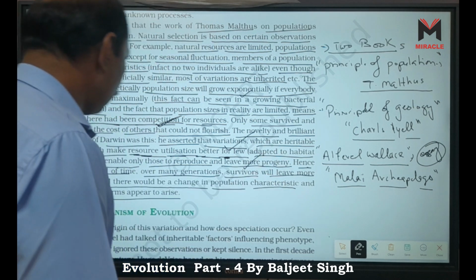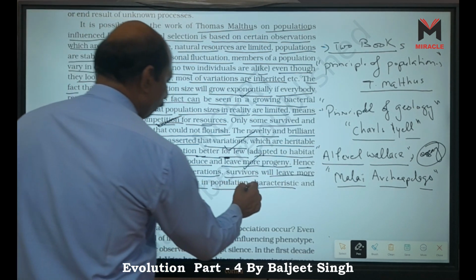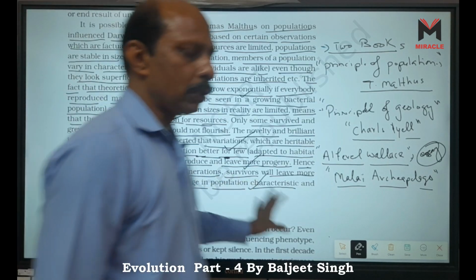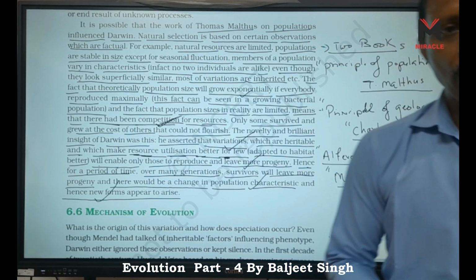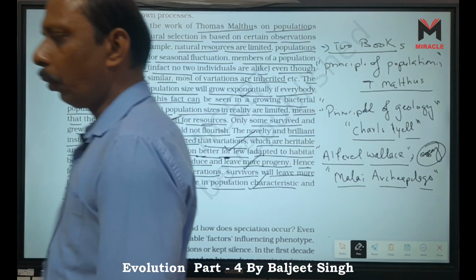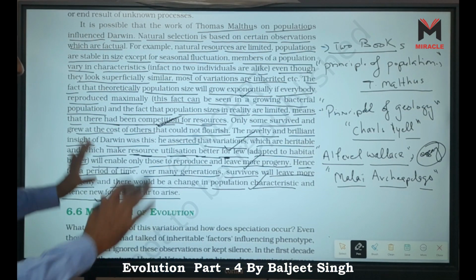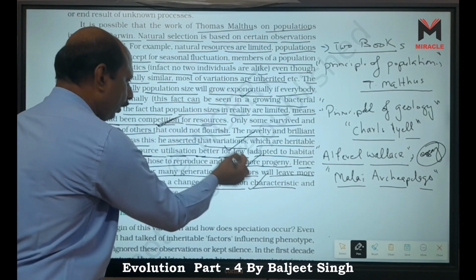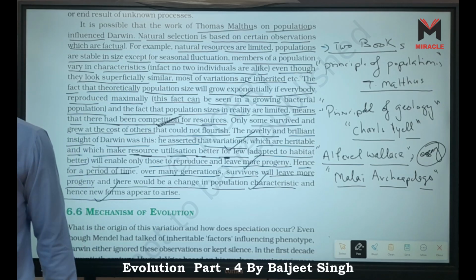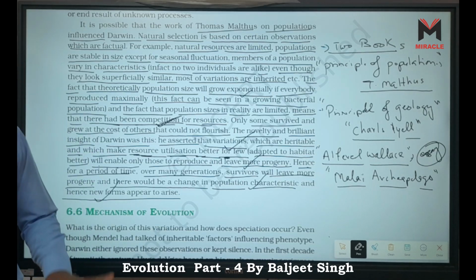And last one is what is given? There would be a change in population characteristics and hence a new form appears, and this is called formation of new species, or origin of new species. These are mainly 5, it is not 6.